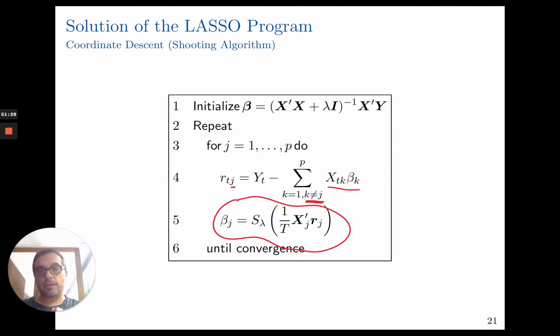This is a very general algorithm. There are many other algorithms out there that are much more efficient than this one, but this is a very simple and neat algorithm to start with, to solve a lasso problem.